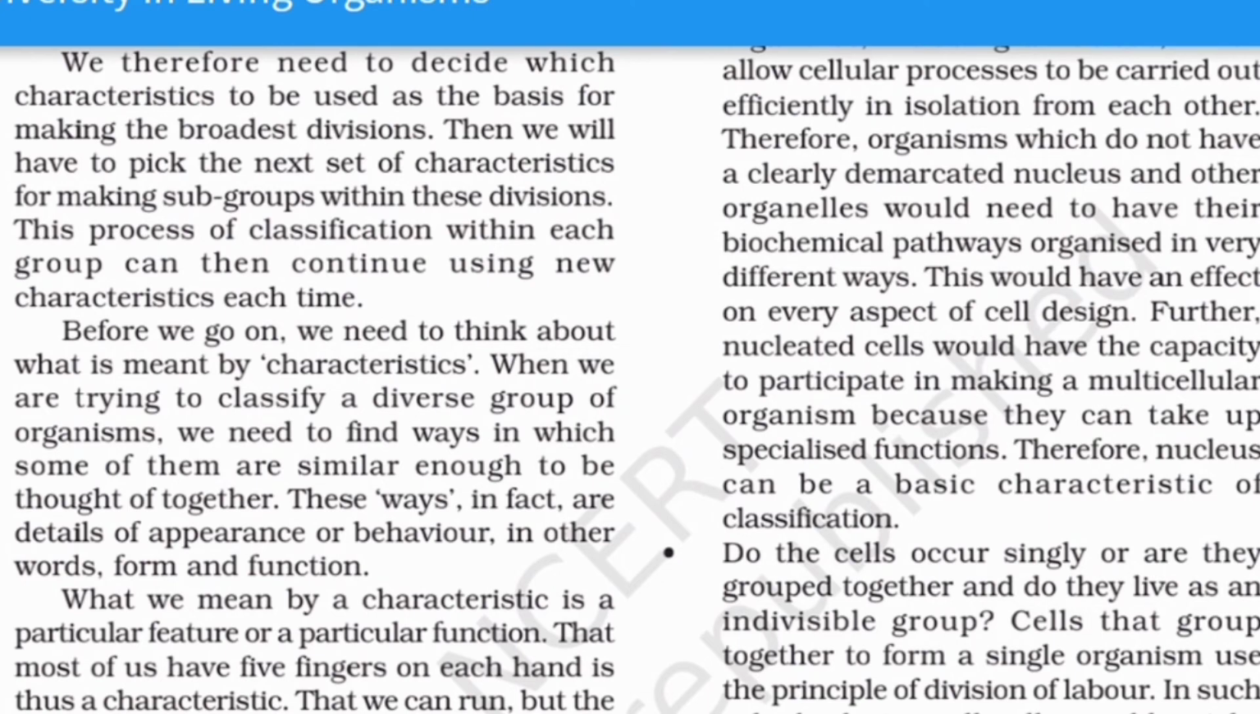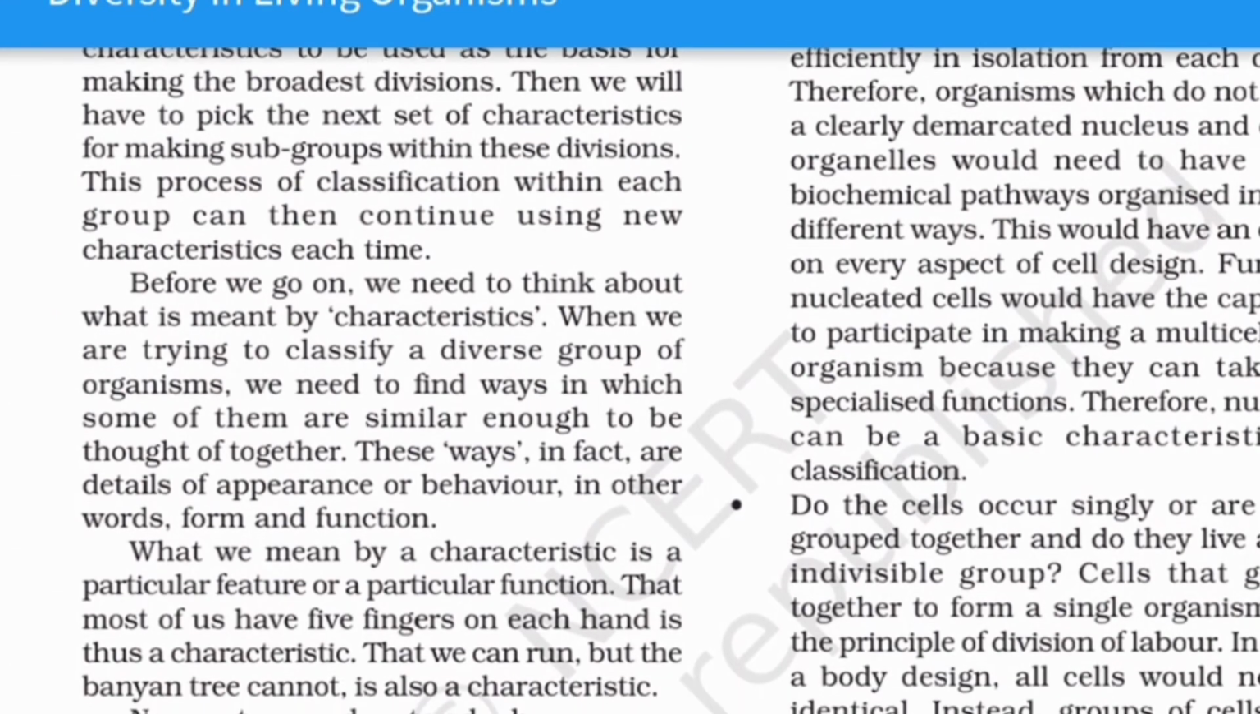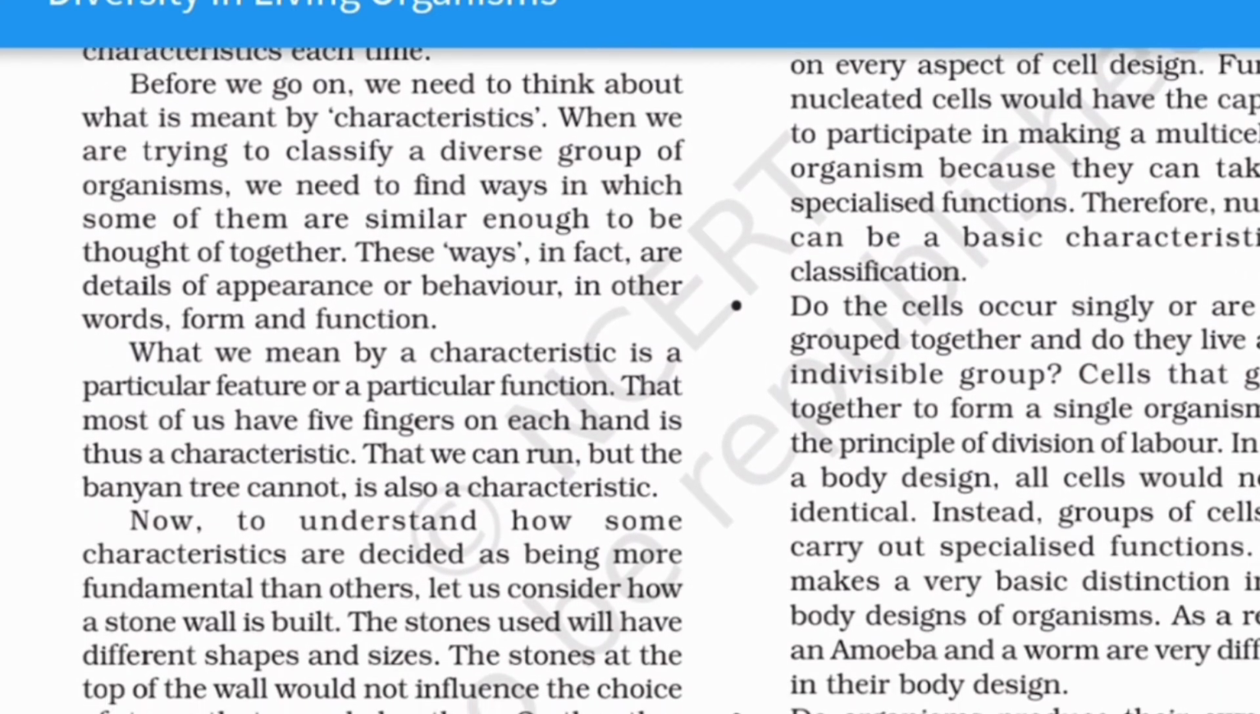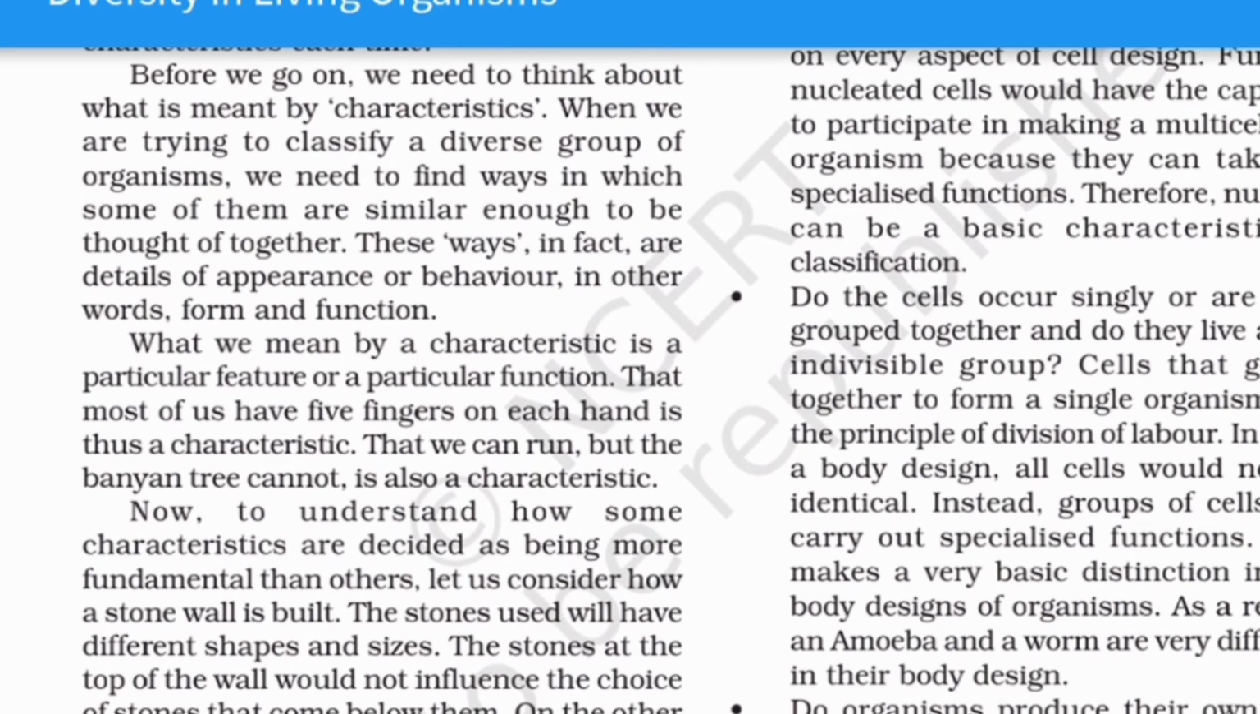Before we go on, we need to think about what is meant by characteristics. In simple words, you can keep in mind the properties, the features. When we are trying to classify a diverse group of organisms, we need to find ways in which some of them are similar enough to be thought of together. These ways, in fact, are details of appearance or behavior. In other words, form and function.